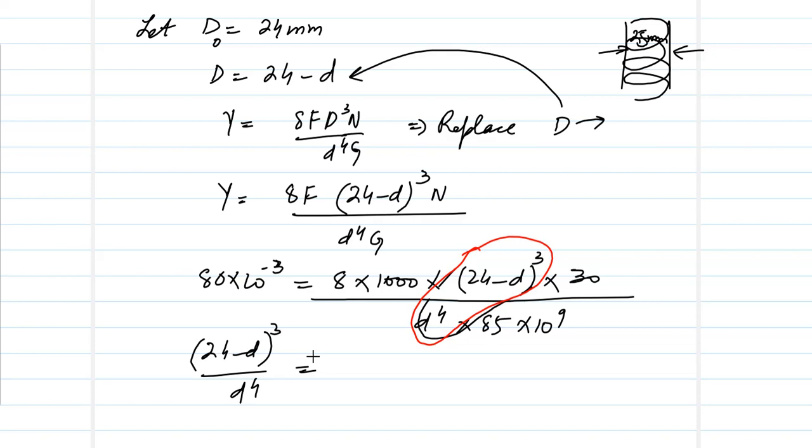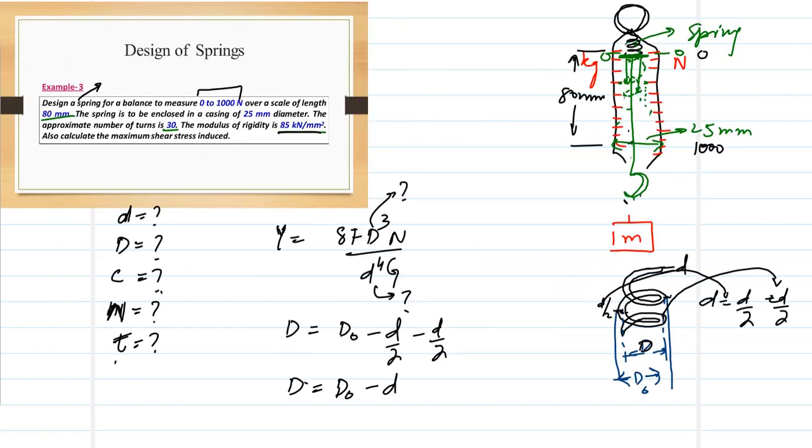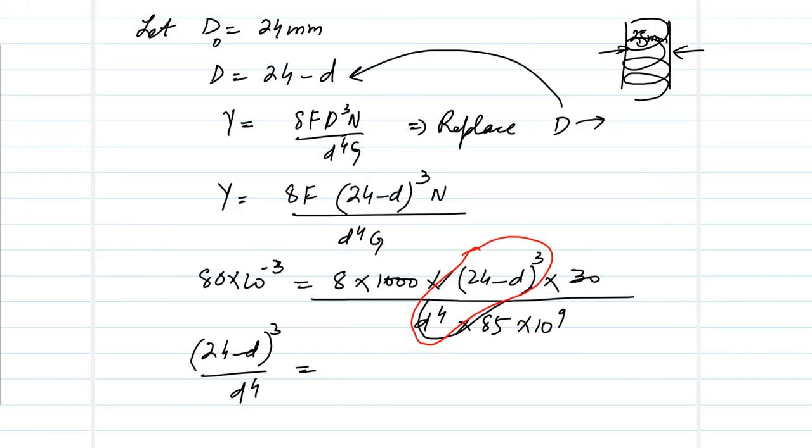So 80 exponent minus 3, which is the deflection. Just check what the deflection is. The deflection is 80 mm. Okay, so 80 exponent minus 3 into 85 exponent 9 divided by 8 into 1000 into 30. The value will come out to be 28,333.3.